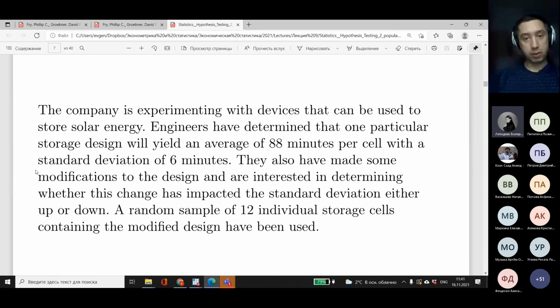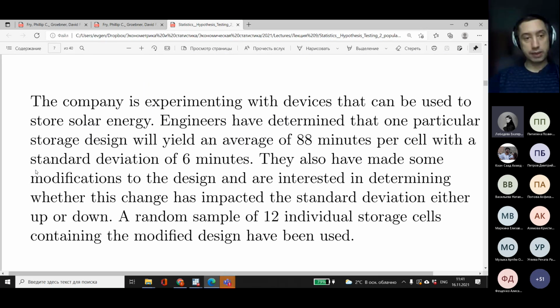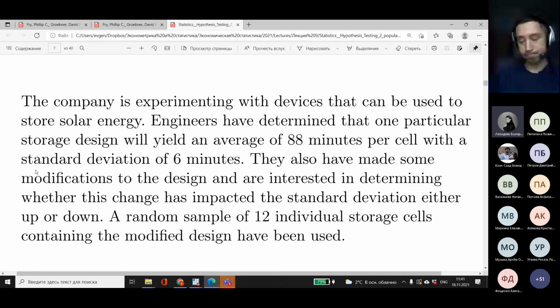Another example: what if you have to compare a standard deviation with a single number? You have to check whether your standard deviation is different from some number, or whether it is equal to some number. Now, everyone, please read this task and type plus if you are ready.